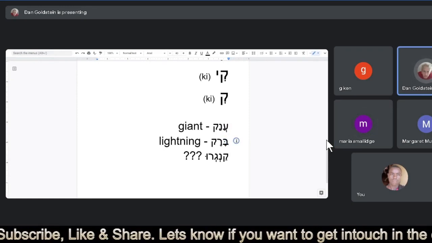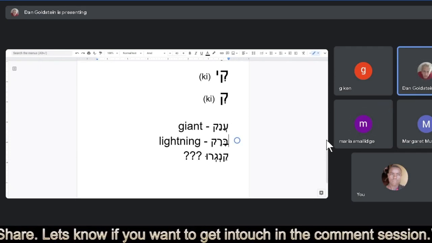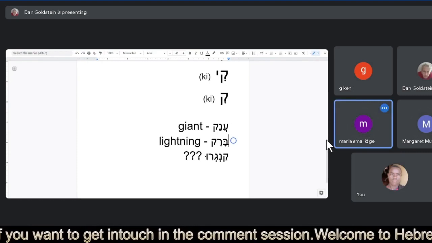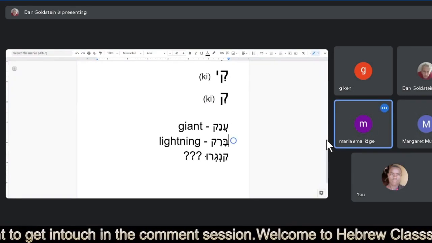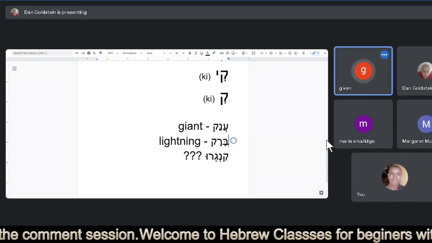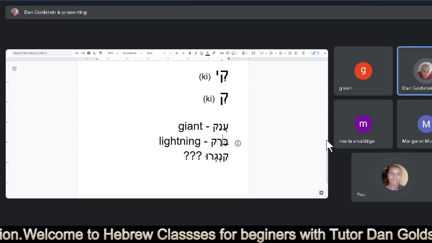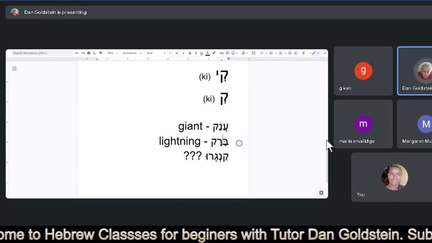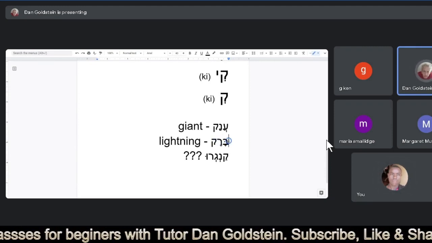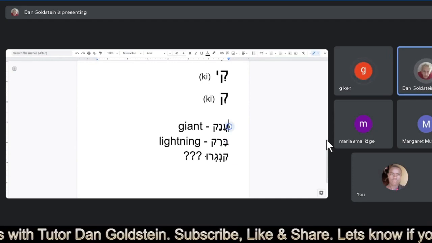Let's move down to the next word, Margaret. See if this one is a little more accessible. Ba, ba, right. Barak. So this second letter actually is one of the last letters in the alphabet, and I have a feeling we really haven't reviewed this letter too much, as we haven't the kuf. So this second word is pronounced barak. Everybody, barak. And it means lightning. And anak means giant.